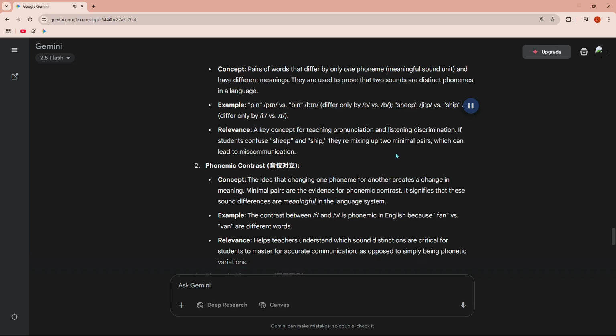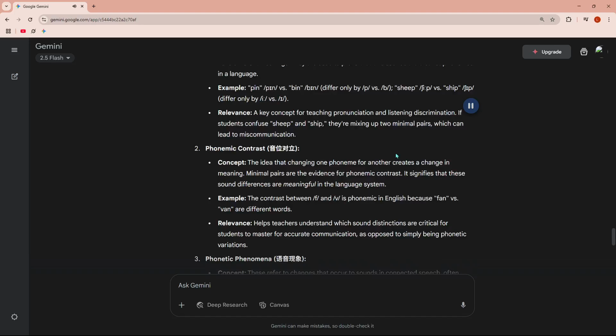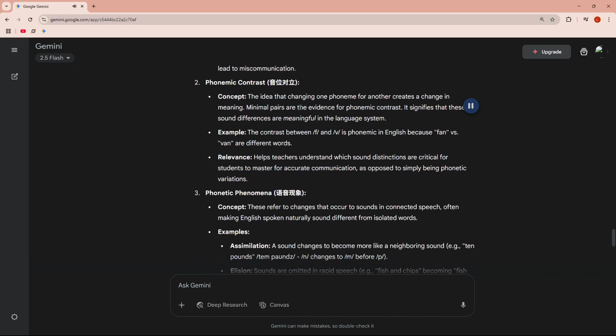2. Phonemic contrast, Yin Wei Dui Li. Concept. The idea that changing one phoneme for another creates a change in meaning. Minimal pairs are the evidence for phonemic contrast. It signifies that these sound differences are meaningful in the language system. Example: the contrast between f and v is phonemic in English because fan versus van are different words. Relevance.